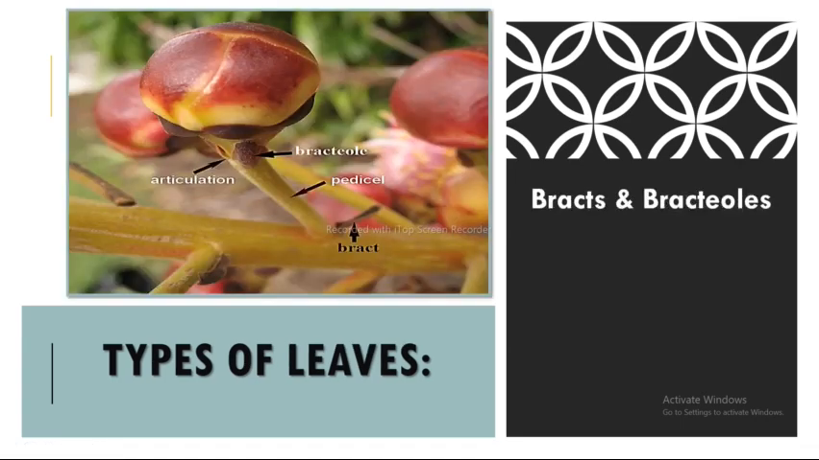Next type of the leaf is the bracts or bracteoles. So this is a bract, this is the pedicel, this is the bracteole, and this is the articulation as shown in the figure.